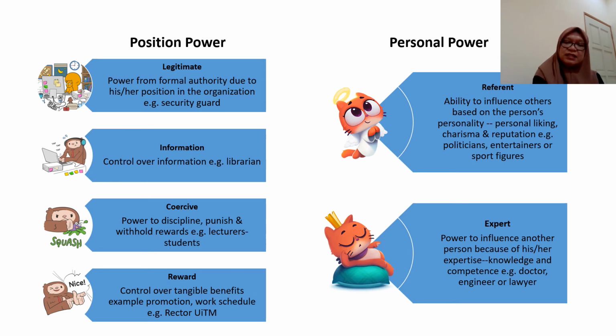The first one is legitimate power. Okay, power from formal authority due to his position in the organization. In order to have this legitimate power, you have to be installed in that position, or chosen by the people for that position. So this is what we call legitimate power. Okay, you are installed in that position. For example, you have won the election. Okay, so you have been appointed as a member of parliament. So that is the legitimate power.